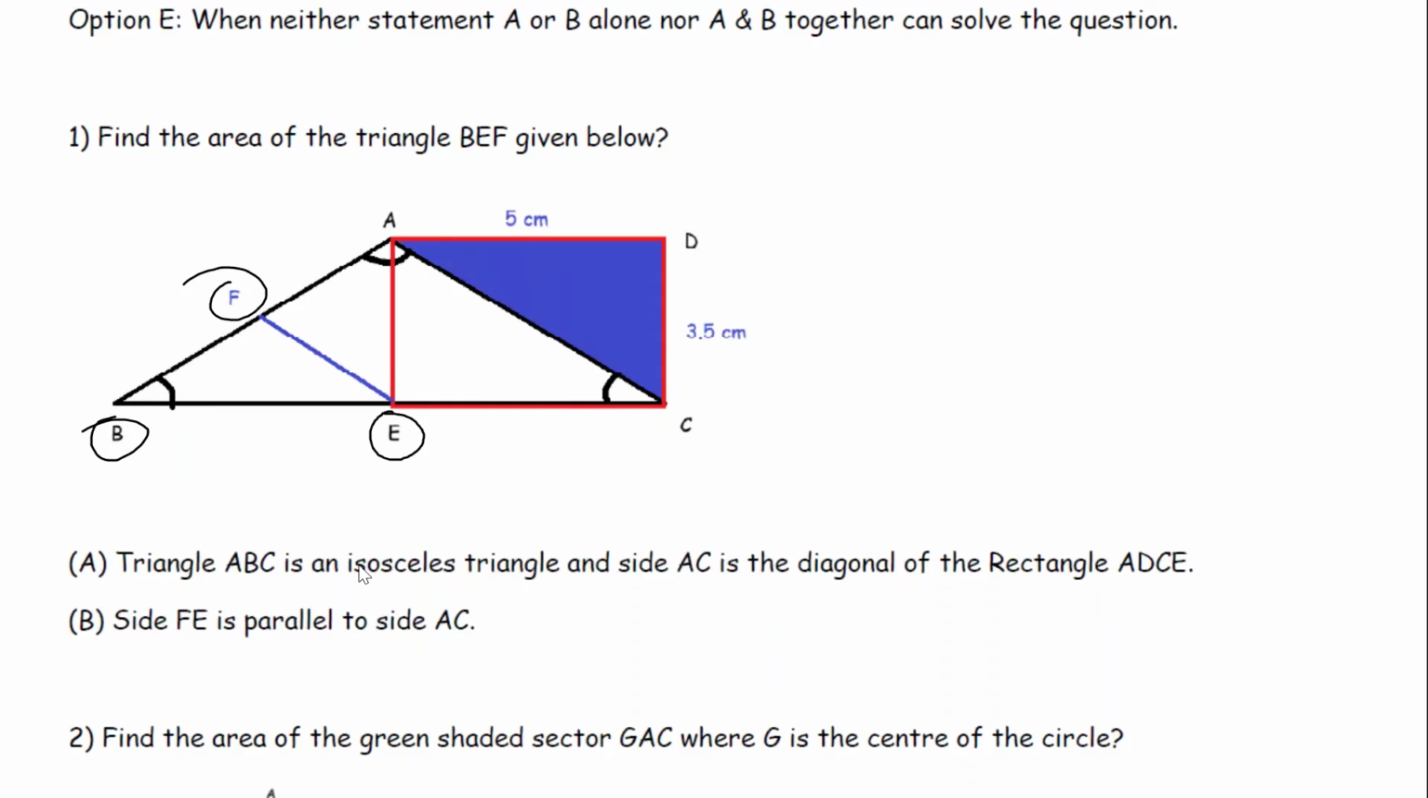Now, triangle ABC is an isosceles triangle. So this triangle ABC is an isosceles triangle. And side AC is the diagonal of the rectangle ADCE. So there's a triangle and then there's a rectangle. So AC is the diagonal of the rectangle ADCE. Okay, fair enough.